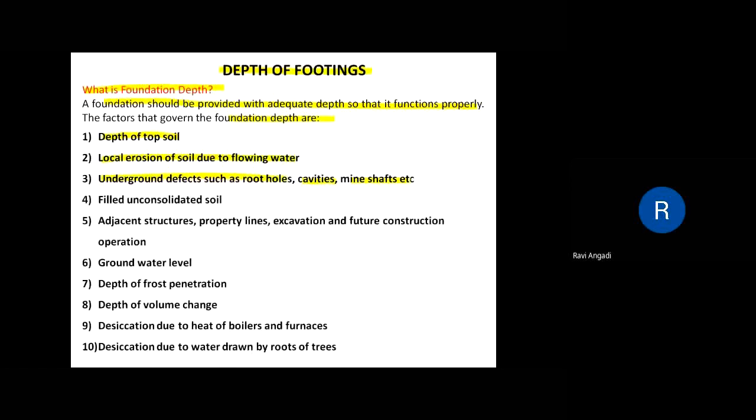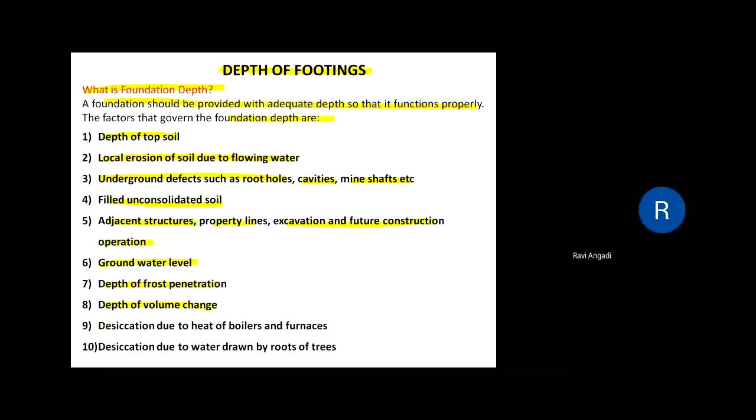groundwater level, the depth of frost penetration, depth of volume change, desiccation due to heat from boilers and furnaces, then the desiccation due to water drawn by roots of trees.